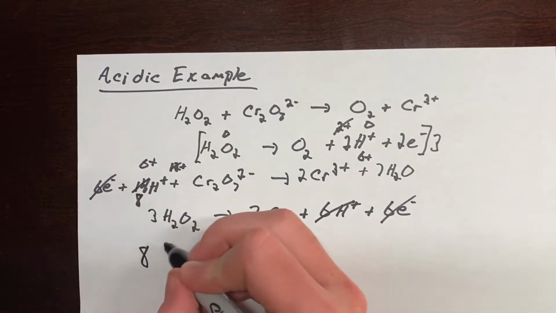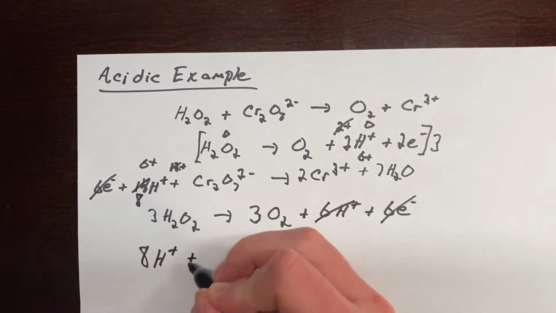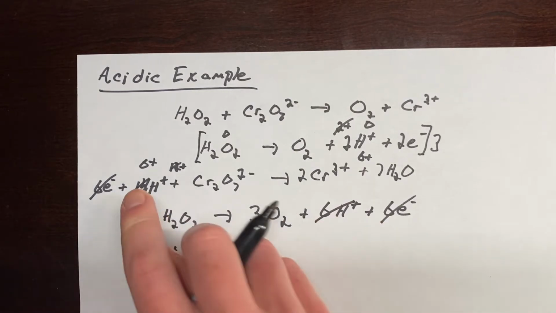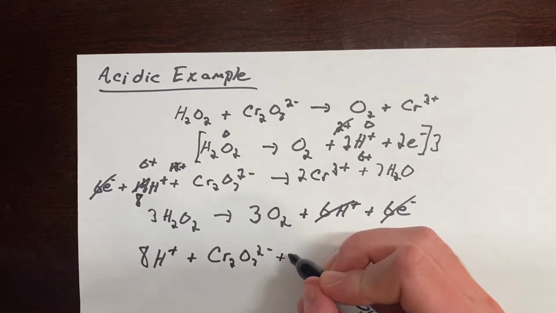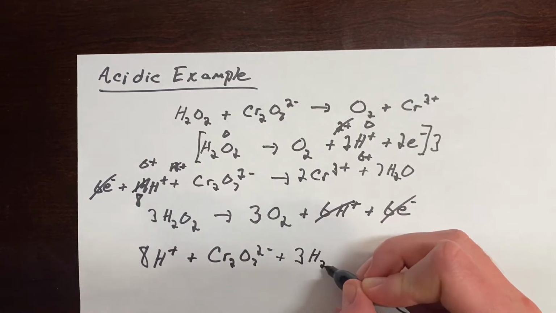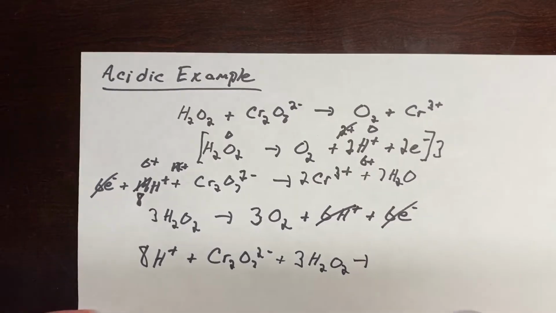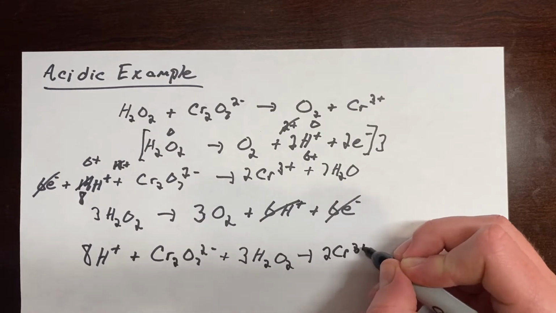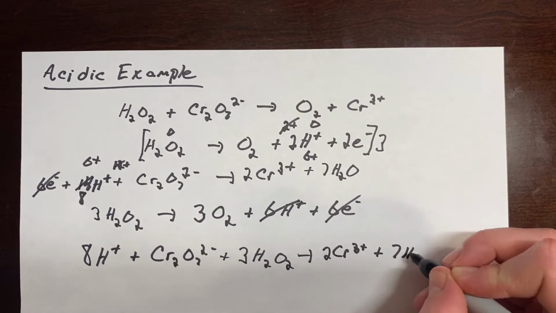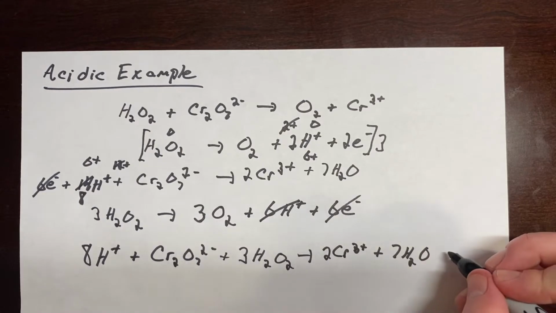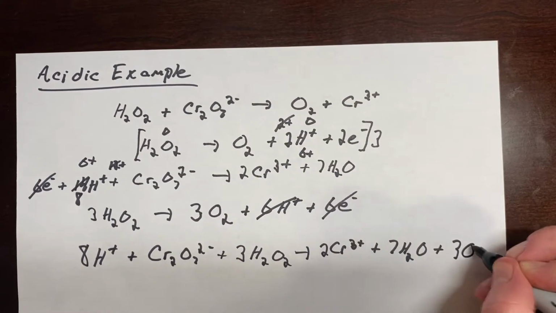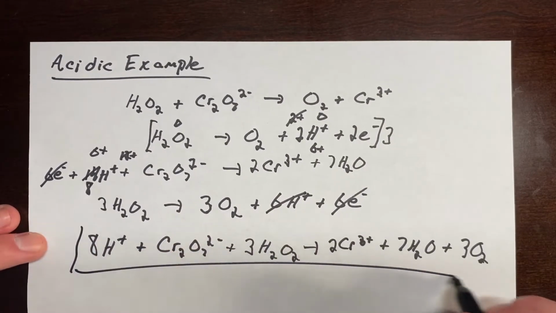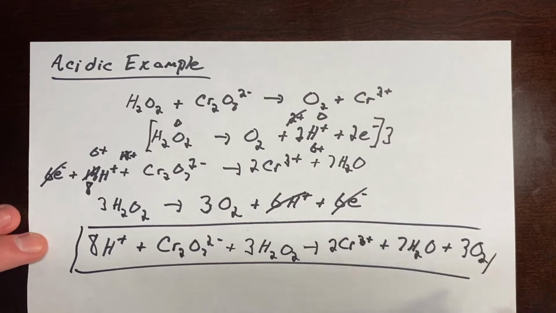So now we'll have 8 hydrogens plus dichromate, you see it, these two, then plus hydrogen peroxide to form 2 chromium plus water, plus 3 oxygen. And that's going to be your equation. That's going to be the answer for your acidic example.